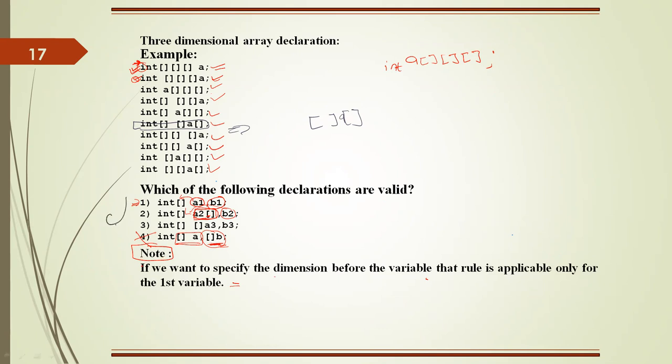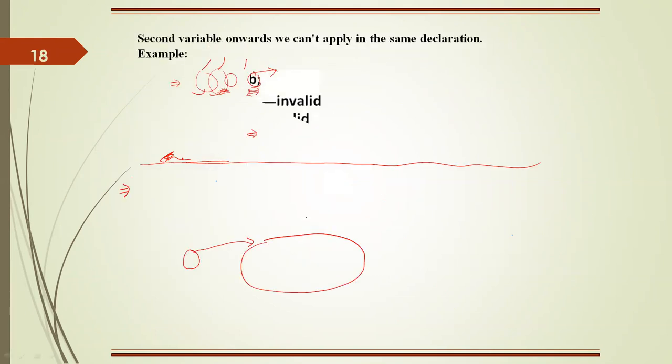So now these are the declaration notes. If we want to specify the dimension before the variable, then the rule is applicable only for the first variable. If it's the second variable, it is not valid. From the second variable onwards, we cannot apply it in the same declaration. Like that, it's invalid. That's why it's invalid. If it's the second one, well, it's valid.